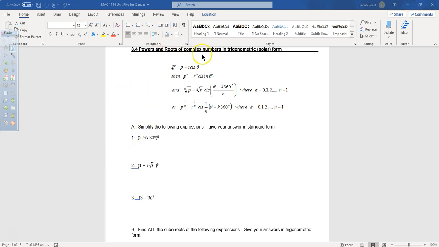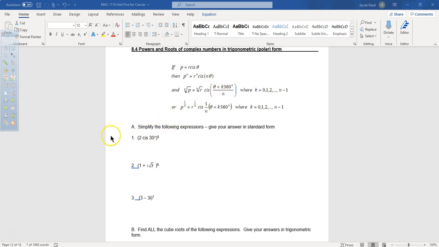8.4 Powers and Roots of Complex Numbers in Polar Form. So in the last video we talked about multiplying two polar form expressions to get a new polar form expression and then converting it to rectangular form. We also talked about dividing two polar form expressions to get a new polar form expression and then converting to rectangular form. Now what we're going to be doing is raising the polar form expressions to a power or taking a root of that polar form expression.